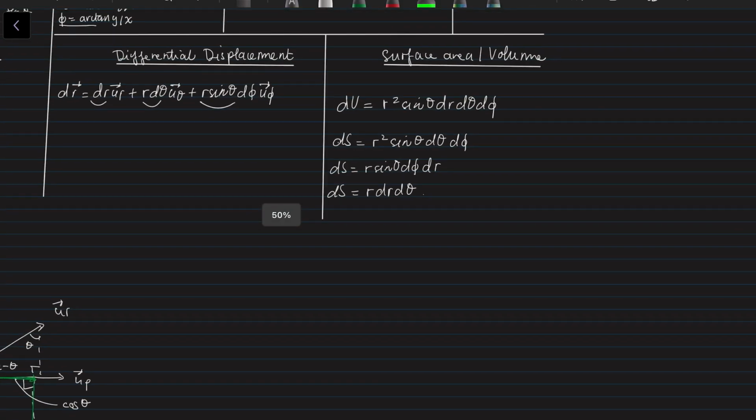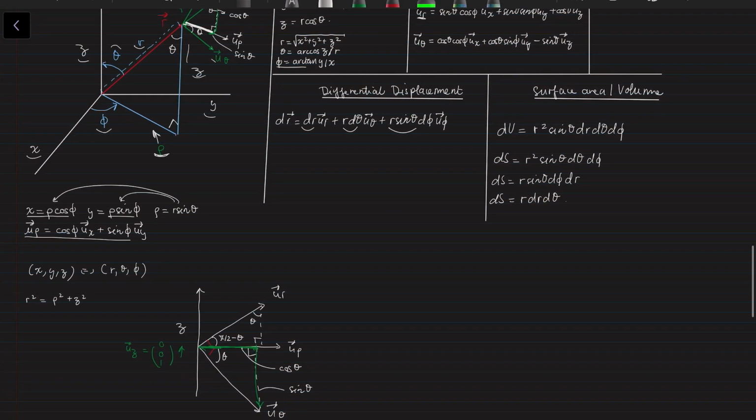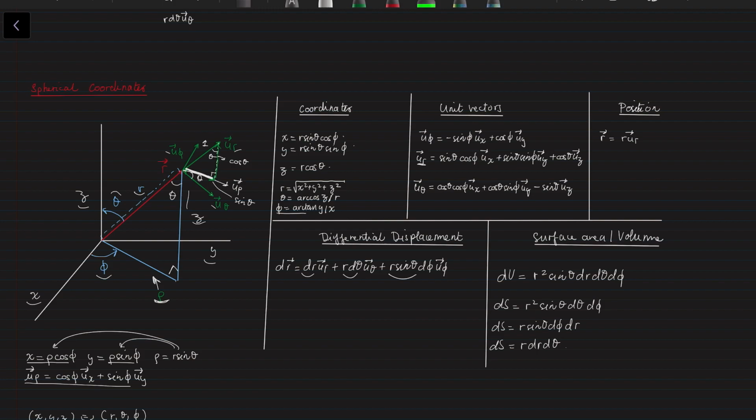So this is how you find the coordinates, the unit vectors, the position vector, the differential displacement vector, and the surface area and volume elements in spherical coordinates.